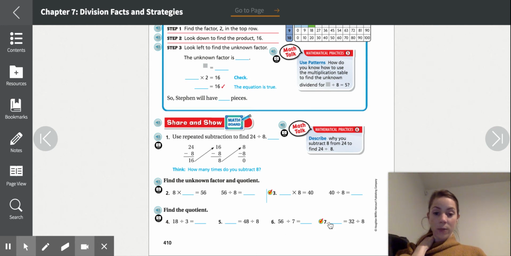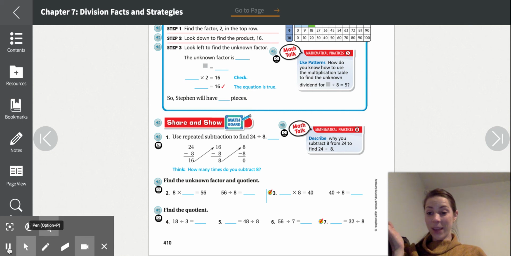And then the last row, like all the other days so far in this chapter, you can find the quotient with any strategy you'd like. So pause the video now. You try those share and show by yourself, and then come back and see how you did on dividing by 8.